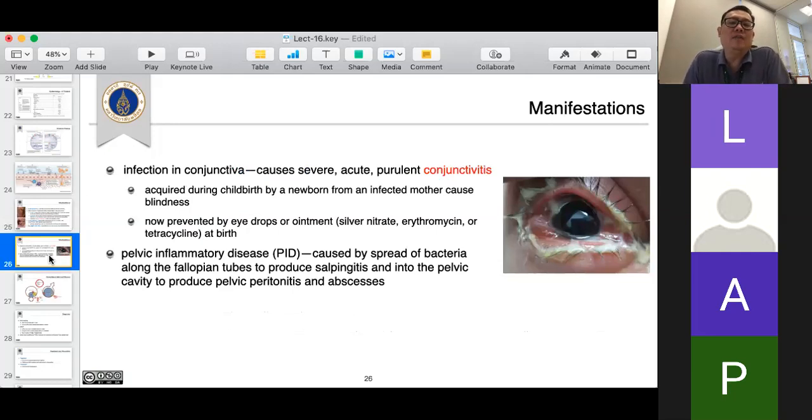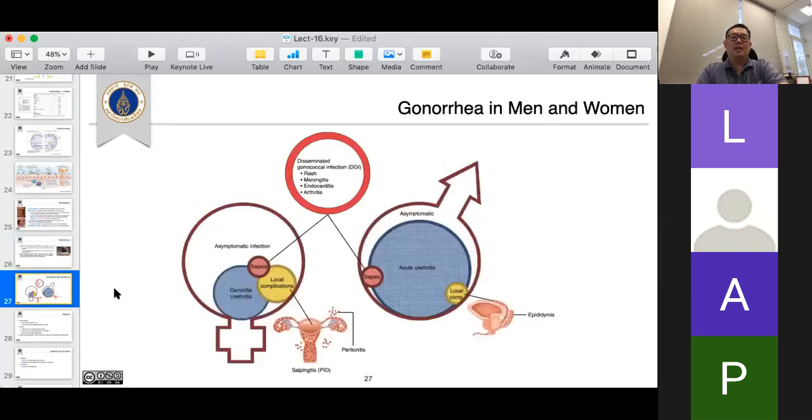It can be conjunctivitis gonorrhea if they infect the eyes. Also, if you don't treat it at the right time, the sequelae is blindness. Okay, something like that.